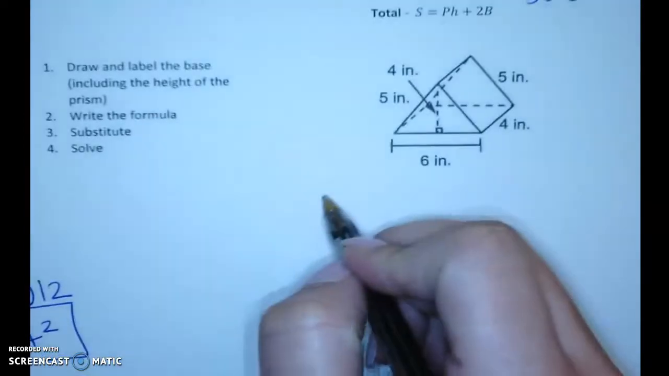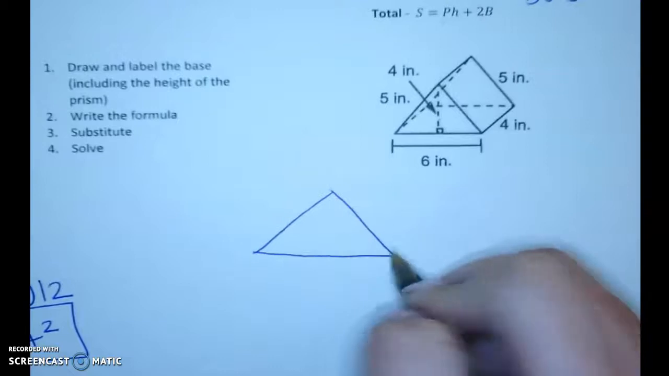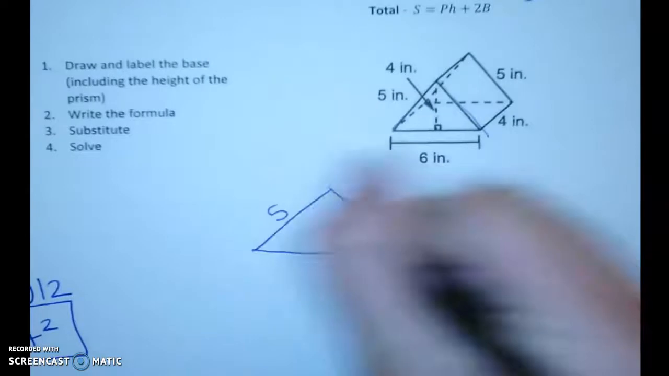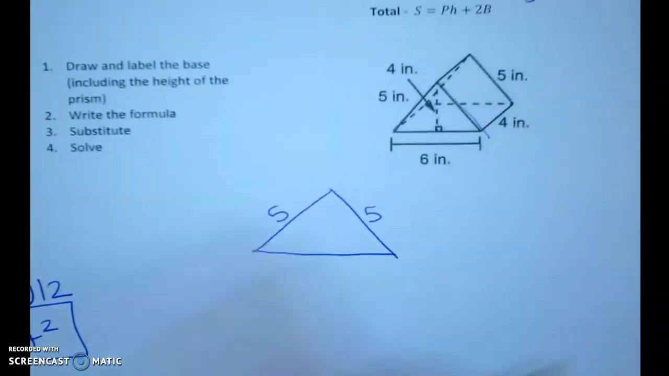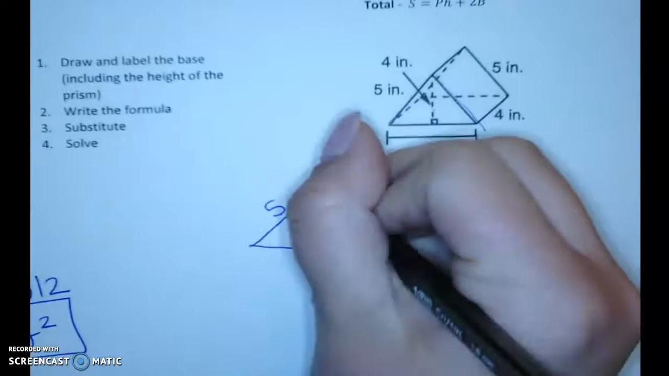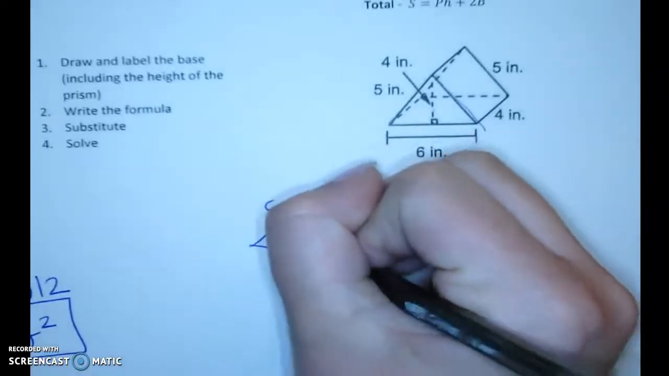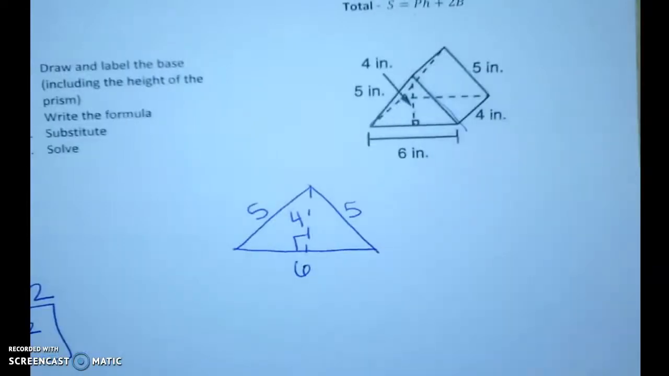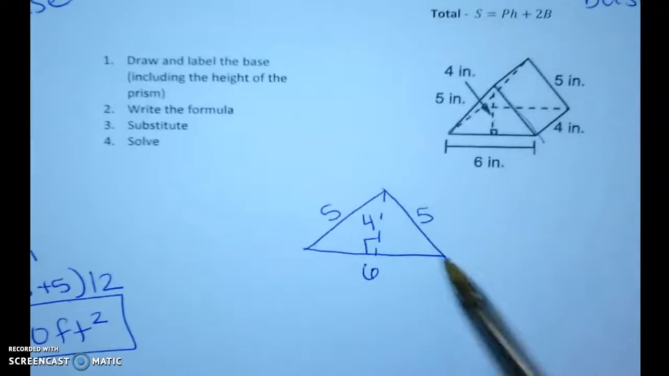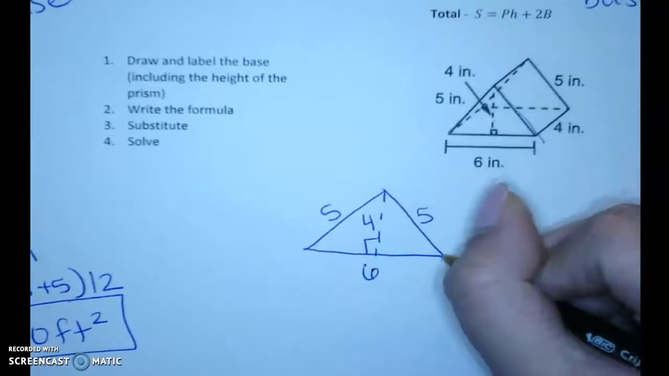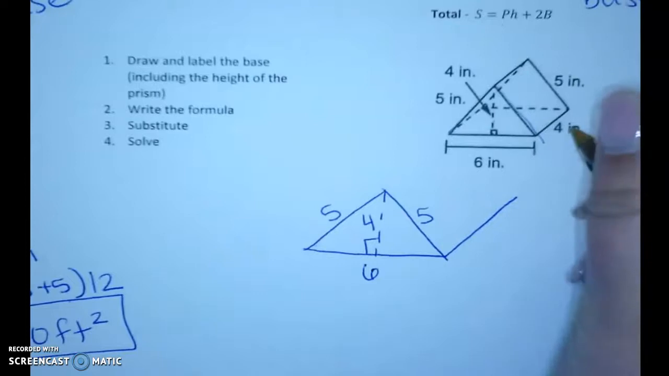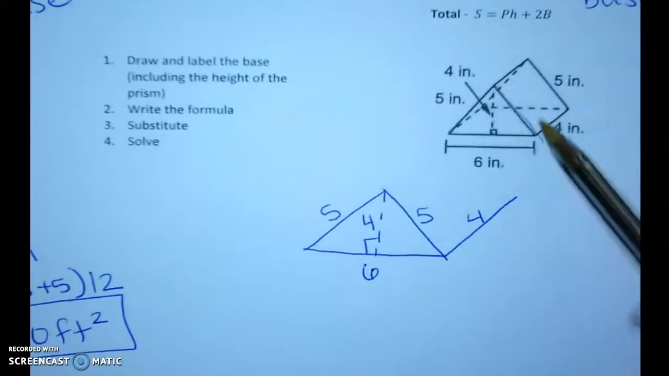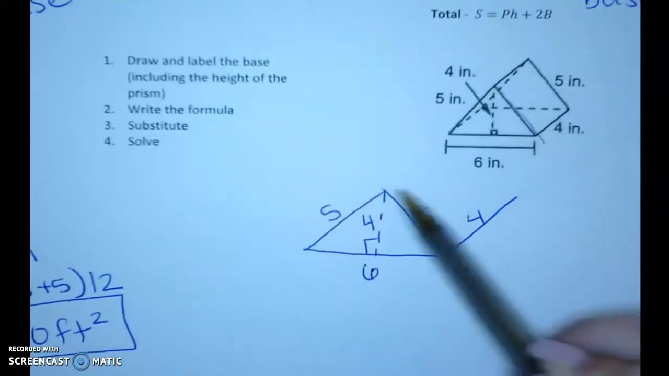So we're going to draw and label this base. That's the first step. So I see that these sides right here are both 5 inches. So I'm going to label 5 and 5. I see the base is 6. I'm going to label that. And then the height, which makes the right angle with the base, is 4. Then all right, so we labeled all the sides of the triangle. We labeled the height of the triangle. Now we need to just add our height of the prism, which I see right here is 4. Okay? Notice that I pulled the 5 from the outside. You know, we're labeling every piece of this triangle.